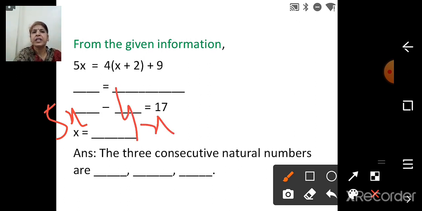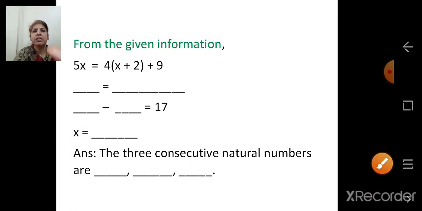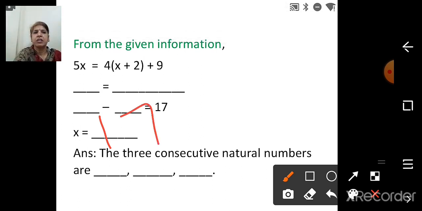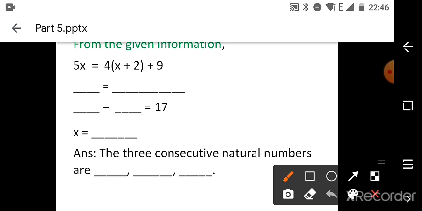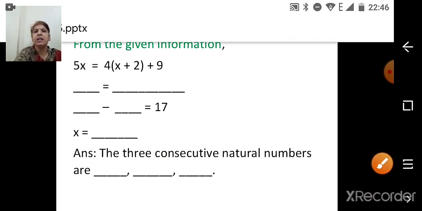Now what is 5X minus 4X? X. And X is equal to 17. So the 3 consecutive natural numbers will be 17, 17 plus 1, 17 plus 2. 17 plus 1 is 18, and 17 plus 2 is 19. So 17, 18, 19 are the 3 consecutive natural numbers.